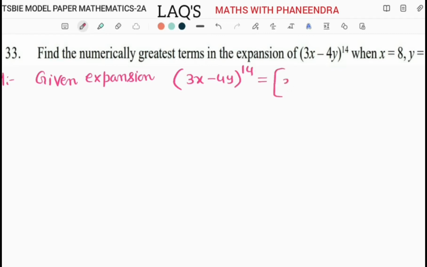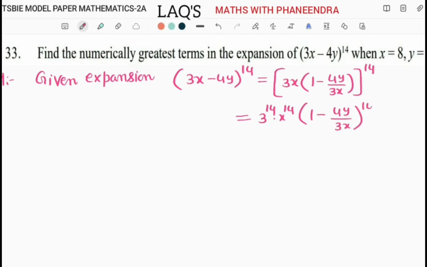So I already said that 3x I am taking common here. (3x) whole power 14 times (1 minus 4y by 3x) whole power 14. So this can be written as 3 power 14 into x power 14, times (1 minus 4y by 3x) whole power 14.